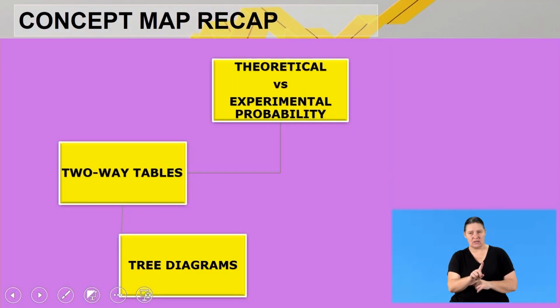Let us quickly wrap up today's lesson. In today's lesson, we looked at theoretical probability versus experimental probability. Thereafter, we've looked at two-way tables, and then also we've looked at tree diagrams. Now, the important language that goes with probability is the following.